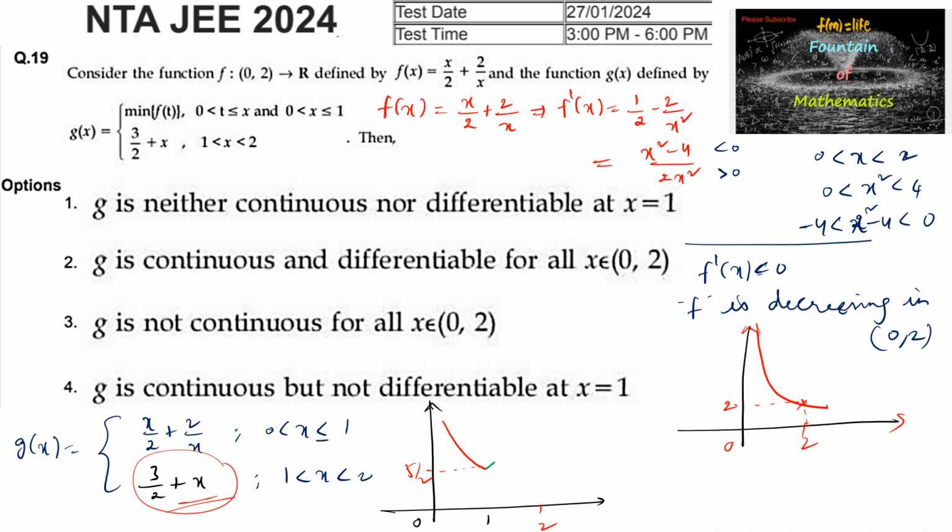So this is a linear equation, we can get a straight line. So here is a corner point. So we can consider that from 0 to 2, the function g is continuous, but it is not differentiable at x is equal to 1, because there is a corner point where we can define infinite tangents, and hence differentiability is not defined at this point. So we can go with the option g is continuous but not differentiable. Option 4.